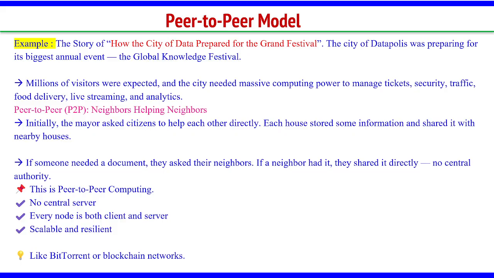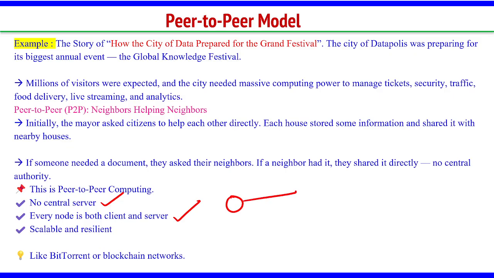So, how does this peer-to-peer work? Each one helps the other directly. Each house stored some information and shared it with the nearby houses. If someone needed a document, they asked their neighbors. If a neighbor had it, they shared it directly. There is no central authority in the peer-to-peer model. No central server. Every node is both client and server.